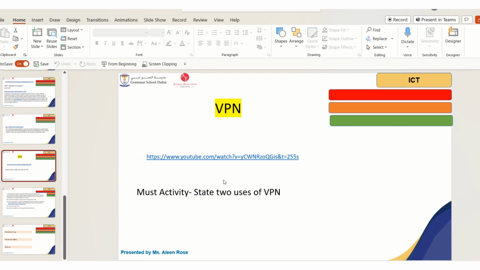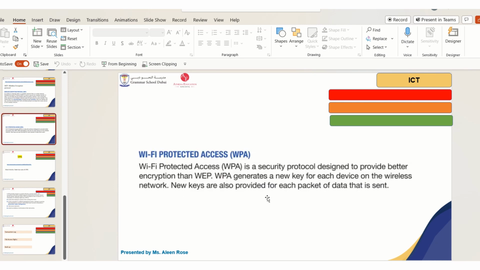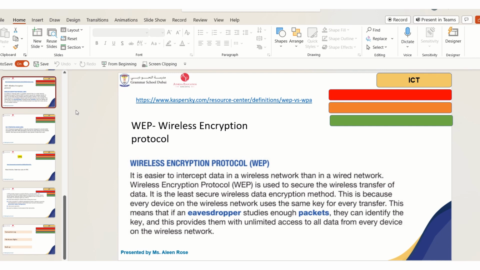VPN, you know what VPN is? Virtual private network. You can connect to a private LAN from a remote location. A few uses are that you can access the employer's network while working from home, or you can make secure payments using this. You can prevent surveillance, so other people do not know which network you are using. That is VPN. Wi-Fi protected access provides better encryption than WEP. That is Wi-Fi protected access.